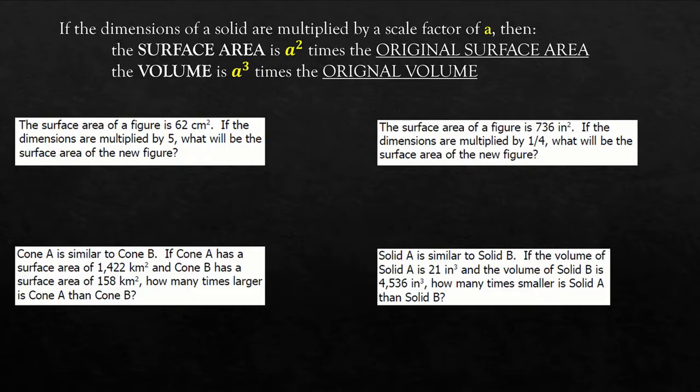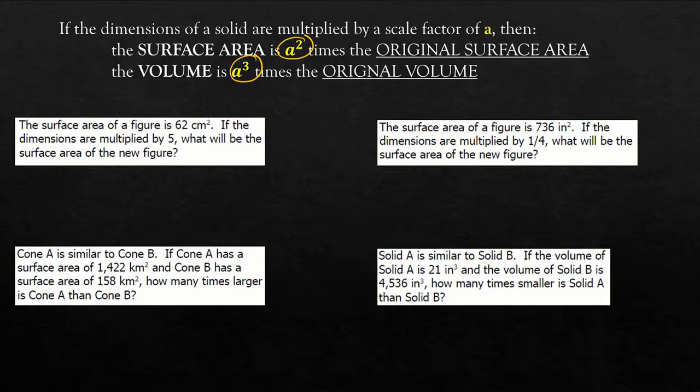So if the dimensions of a solid are multiplied by scale factor A, then to get the new surface area would be the original surface area times the scale factor squared. So that's where the A squared is coming from. To find the volume of the new solid, we're going to take the original volume and multiply by the scale factor cubed. All right, so it kind of goes with your units: volume is cubed, surface area is squared.